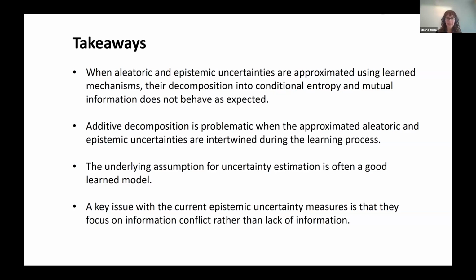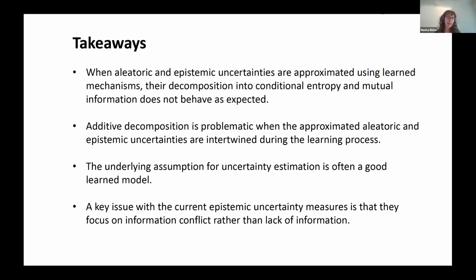The additive decomposition can be problematic when the approximated aleatoric and epistemic uncertainties are intertwined, as was just mentioned, during the learning process. What is maybe a little bit more of an extrapolation is that the underlying assumption of uncertainty estimation techniques that we have now is often a good learned model. So a model that performs really well on the training set and is really good at figuring out what is in distribution. And that is not always the case, and we don't always know whether that's the case.